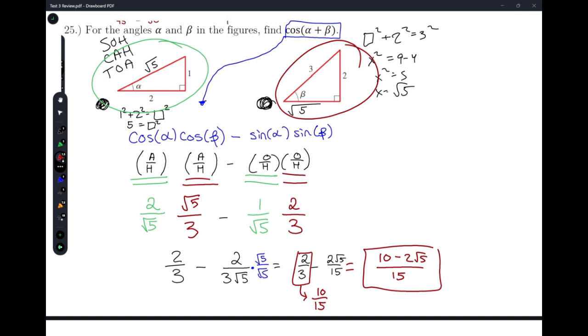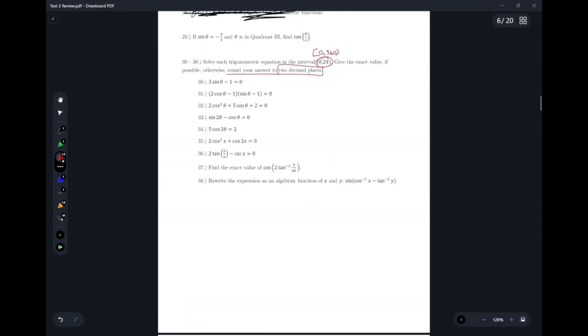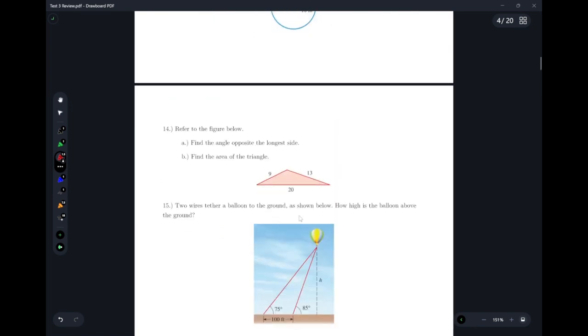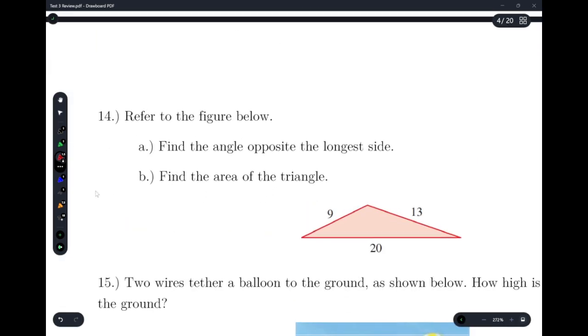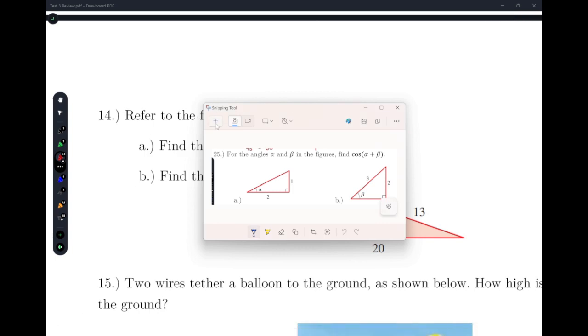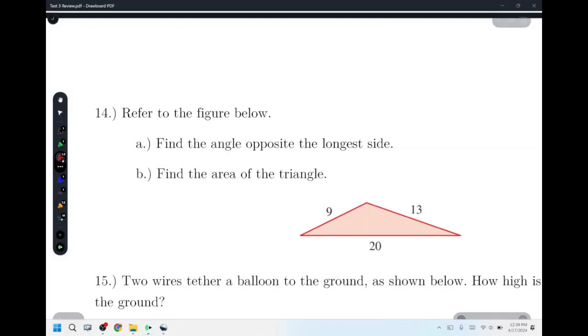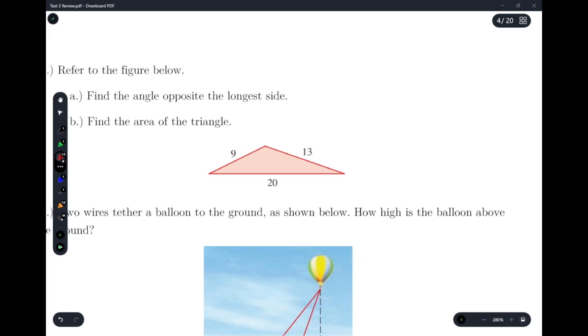Anybody have any other parts of the review that they did not understand? 14. Number 14. Nice. Thank you. We didn't do 14 yet. Do you think we have room right here? I think we have room right here. Let's try it. You have the ability.